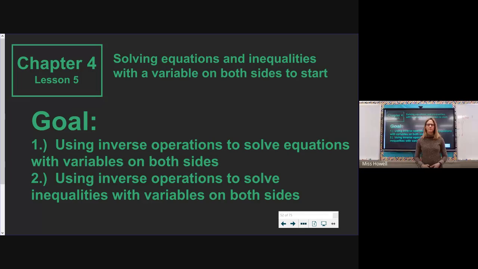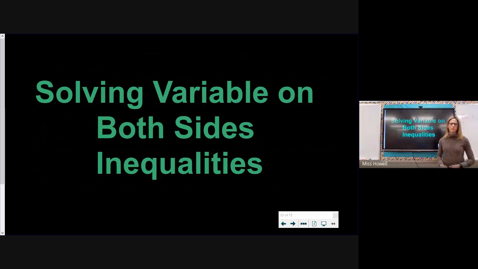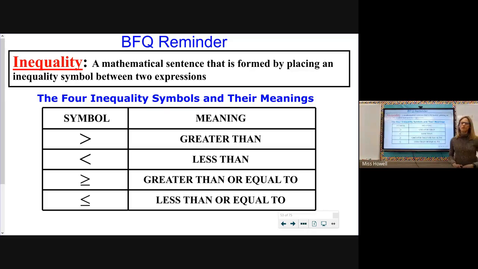And welcome back to Algebra 1. Our goal for today is to continue working with solving equations and inequalities when we have a variable on both sides, and more specifically today we're going to focus on inequalities. So we're going to start with one of our four inequality symbols, and on both sides of that inequality symbol will be a letter or a variable to begin with.